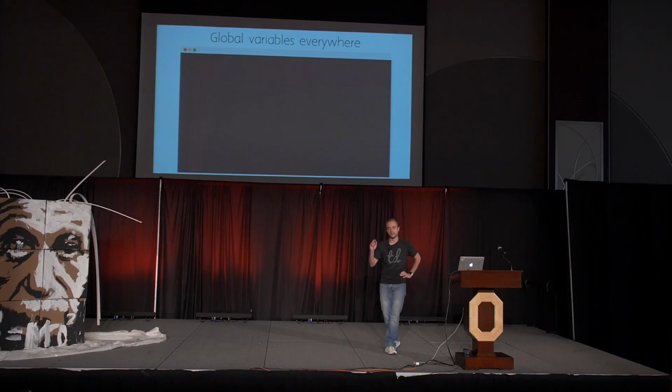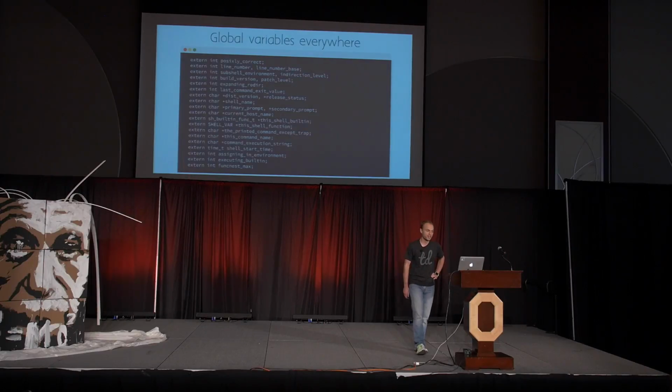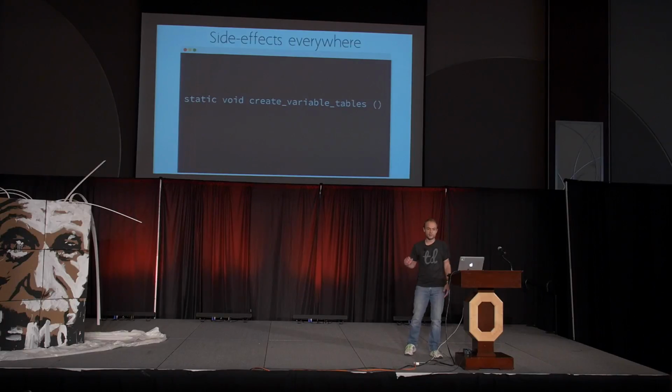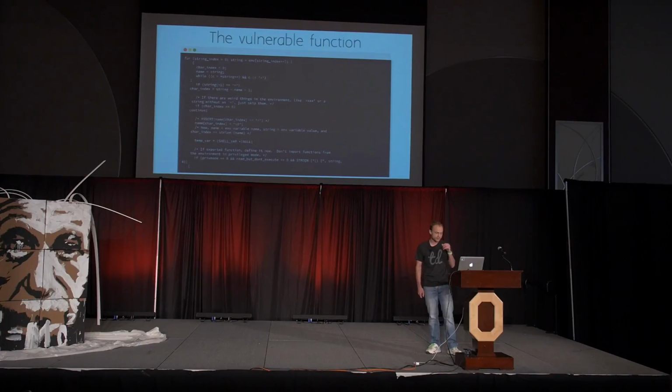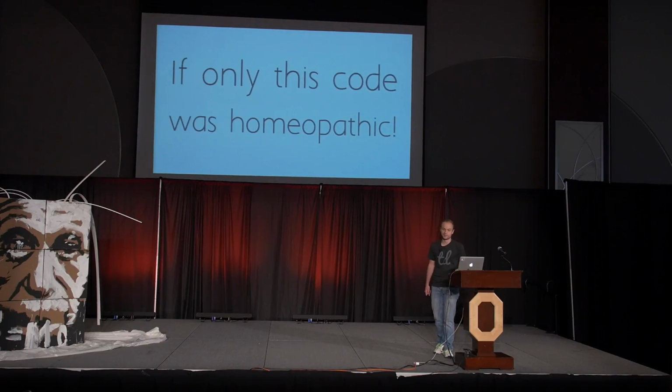As part of the research for this talk, I actually went to read the source code for bash. And it was ugly. There were global variables everywhere. There were side effects everywhere. I read a lot of code, and this was hardly readable to me. And I looked at just the one method that was actually the vulnerable method for this particular exploit. Here it is. When I looked at this method, and then I thought about Aaron's talk this morning, I thought, man, if only this code was homeopathic. Because then it would be less code and more white space, and that's easier.